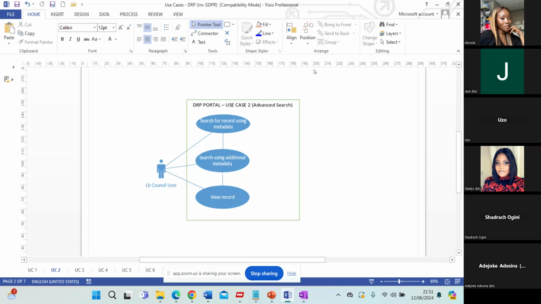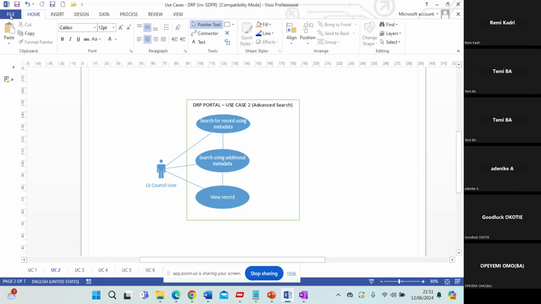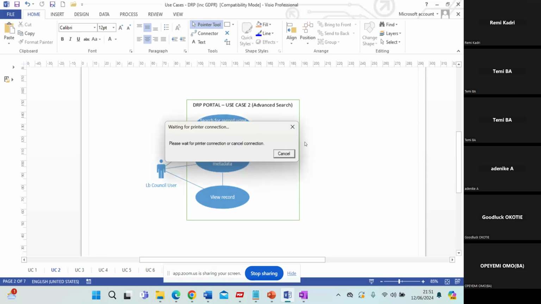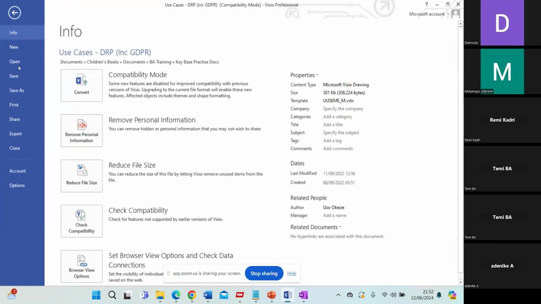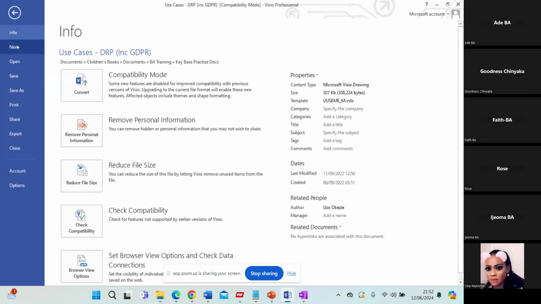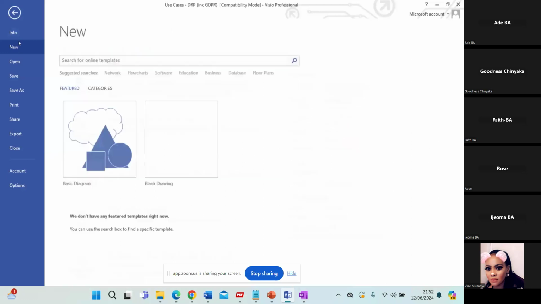And so this is Visio. I'll open it. Should I? It's fine. Let me show you the beauty of Visio. They should pay me for this. Okay, so you open Visio, and then you go to new.